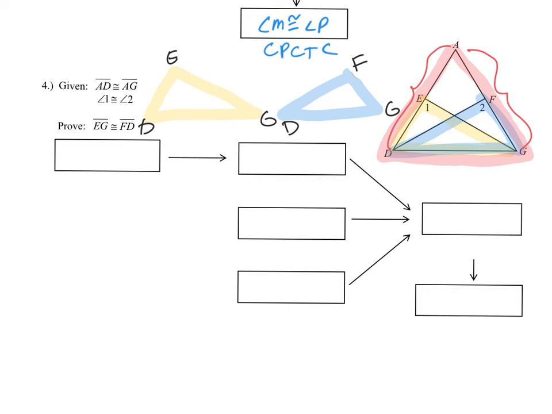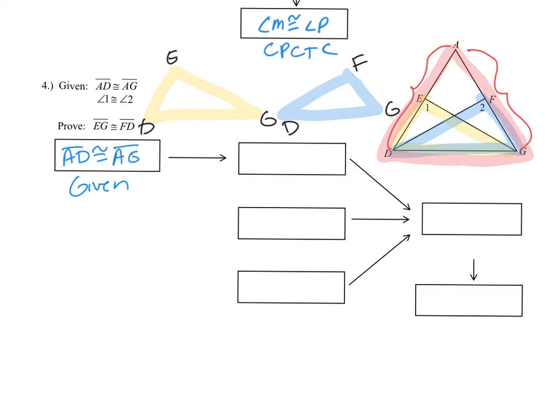If we're assuming, and let's go ahead and write this down, that segment AD is congruent to segment AG, that's given information, okay? Given that means that this red triangle is an isosceles triangle. A triangle is isosceles if and only if it has two congruent sides.